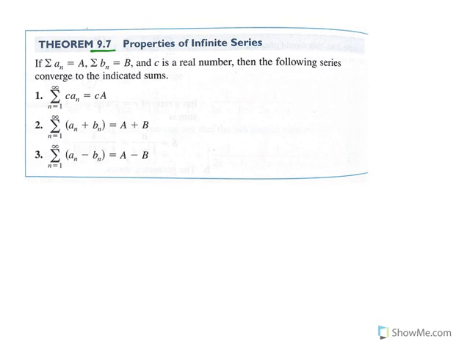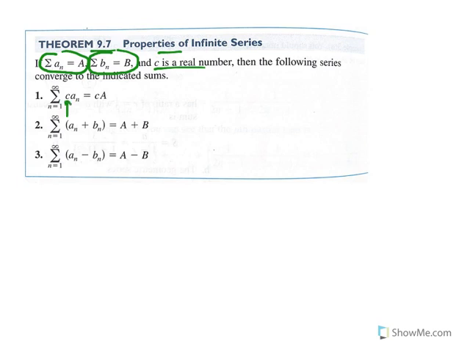We'll be using Theorem 9.7 to help us prove Theorem 9.16. So in Theorem 9.7, we learned about properties of infinite series. So if we know that a particular series converges to some sum A, and another series converges to some sum B, and C is a real number, then the following series converge to the indicated sums.